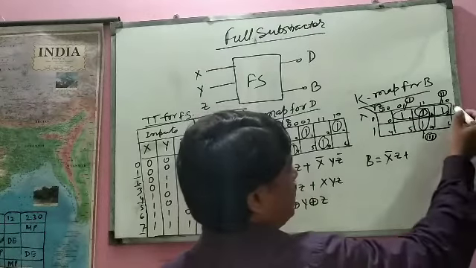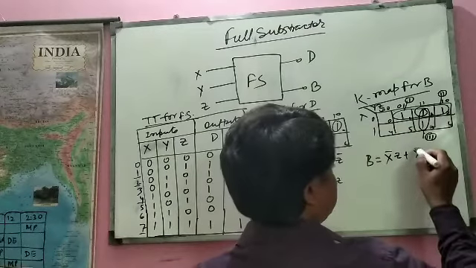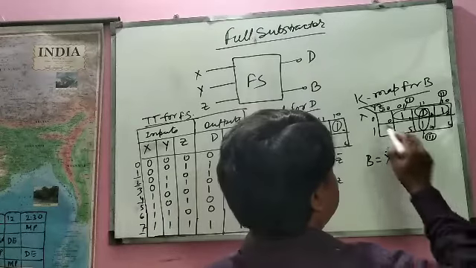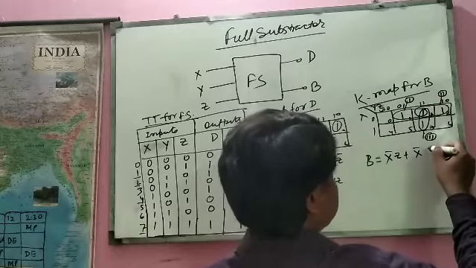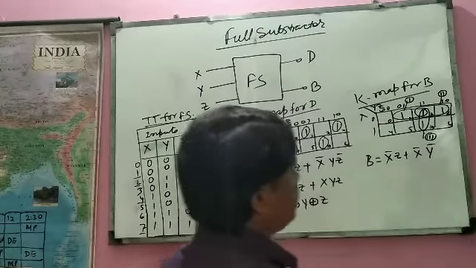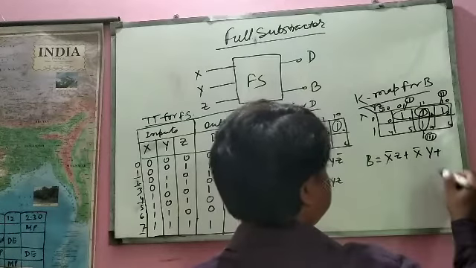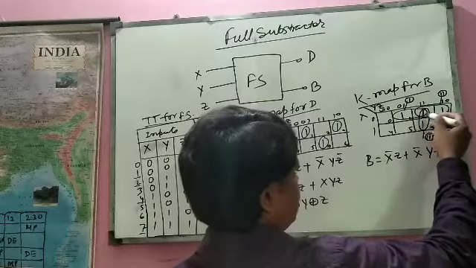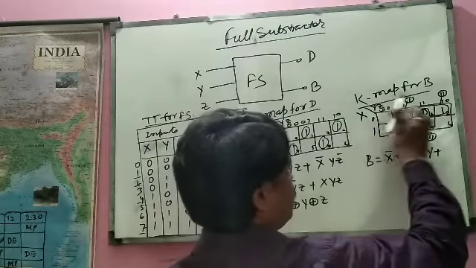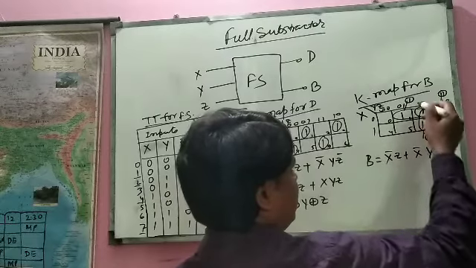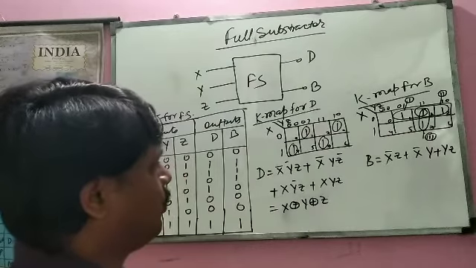For this next pair, X is common, so that is X bar, and from here Y is common, so that is X bar Y. And for the last one, nothing is common from this side because both values are included here. So this is 1, 1, so this is YZ.